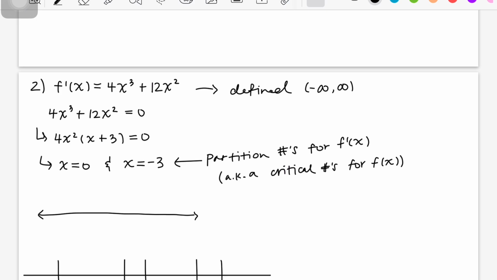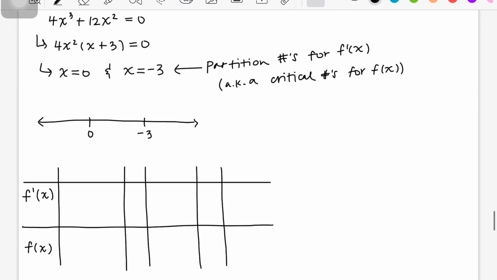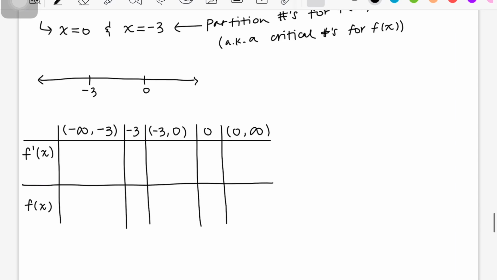And so our domain is broken up into the intervals, which I'll put here in our sign chart. Negative 3 and 0. All right, so what we want to do is get some test numbers and see what the sign of our derivative is going to be in these regions. So I'll do that on the side here.